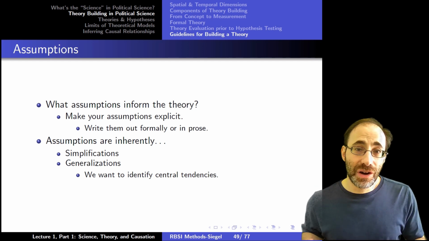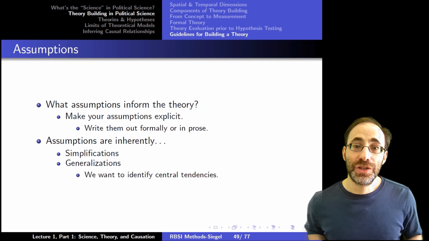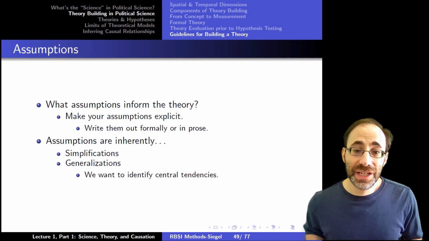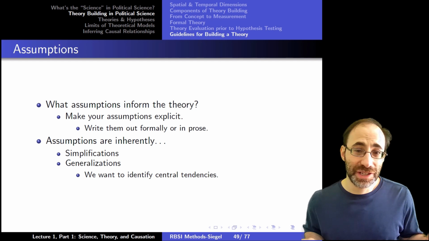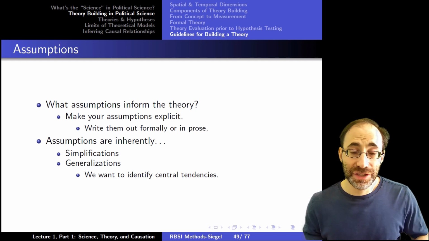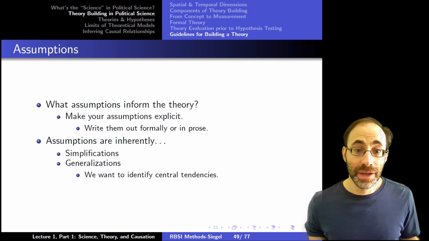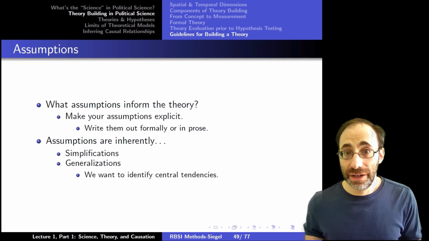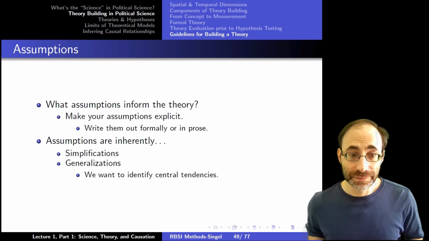Once we've got a sense of who our actors are and what they want and what their constraints are, we have to start putting forth assumptions for our theory. Making these explicit is important. As we discussed before, we'll discuss again as well. You can write these out formally, as we discussed in the formal theory module last time, or just verbally in prose. It doesn't really matter as long as you're very clear and explicit about your assumptions.